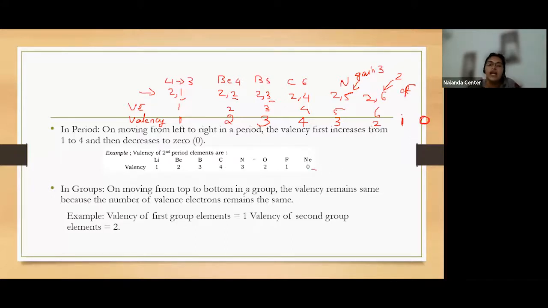All right. Now what will happen down the group? Valency is going to be the same. Lithium, sodium, potassium. Valency is going to be the same down the group.